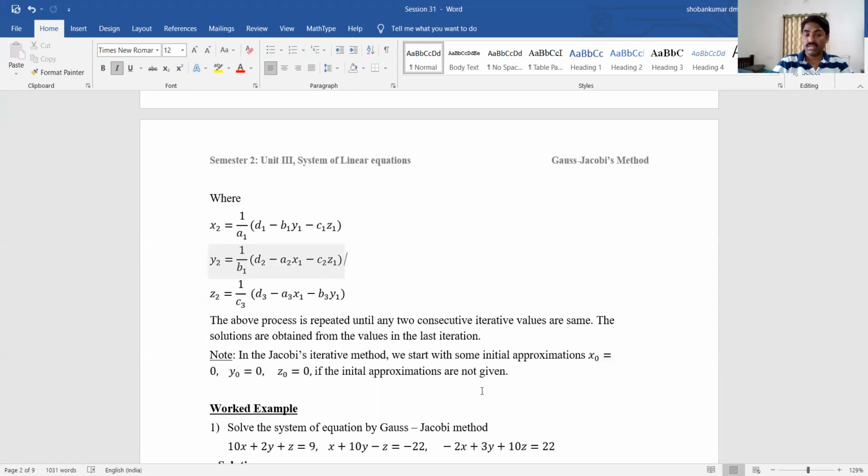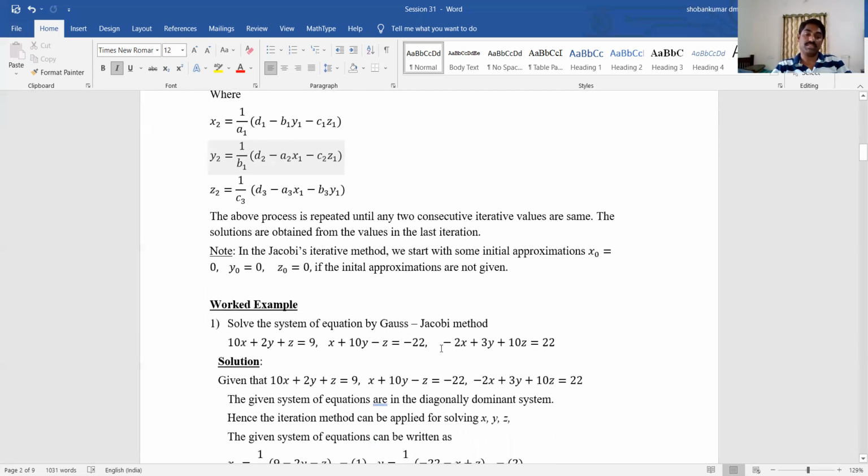Once again, I explain, you should remember: first check whether the given system is diagonally dominant or not. If not, just rearrange and make it diagonally dominant, and then rearrange, and then we can write down x1, y1, z1 with initial conditions x0, y0, z0. We get x1, y1, z1, and again with x1, y1, z1, we get x2, y2, z2, the second approximation. The same process is repeated until we get two consecutive iterates that are approximately the same. Now we have to discuss a few examples.